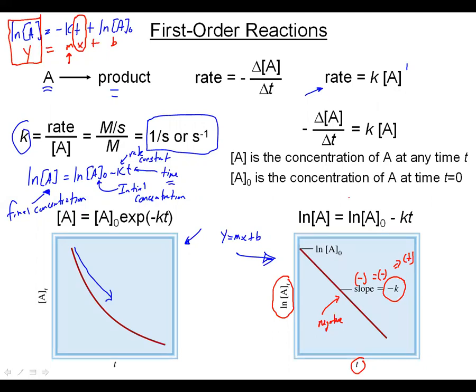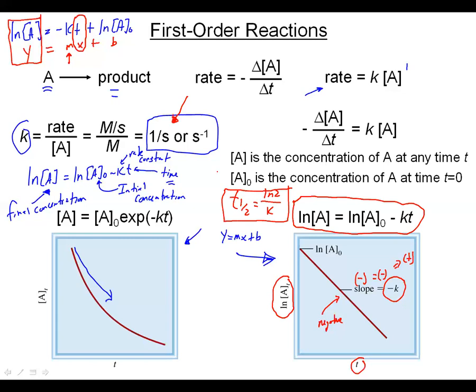So for a first order reaction, a few important things are pretty much what I just boxed around here. You do need to know that the typical units you see for the rate constant is 1 over seconds, or reciprocal seconds, 1 over some unit of time.